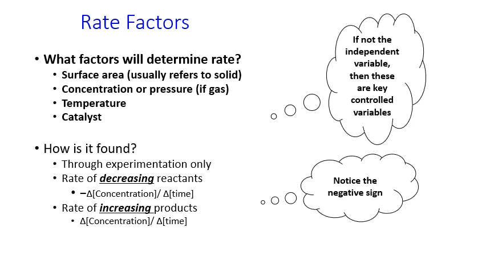So there are many rate factors. Okay, there'll be the surface area in relation to solids, concentration or pressure if it's a gas, the temperature and the catalyst. Okay, these can all be independent variables you can control in experiments, and they are found through experimentation. Okay, and it's basically found either through the decreasing of reactants. Okay, that's why we have this negative sign here. Okay, decreasing, or the rate of the increasing products. Okay, how the concentration of the products is increasing over time, or how the concentration of the reactants is decreasing over time. Okay, so notice the negative sign.